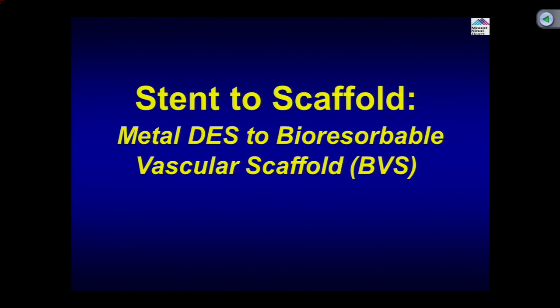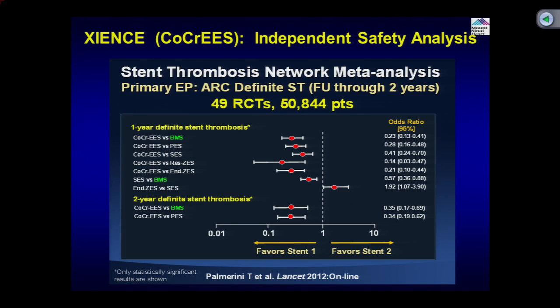So the first is stent to scaffold. The question is, stents are so good, why do you need anything else? That's the whole issue of the bioresorbable vascular scaffold, because as you saw, various data from the Xience stents show lower stent thrombosis compared to bare metal or any other stent, second generation, first generation, other combinations, with statistically lower stent thrombosis up to 2 years. So why do we need any?